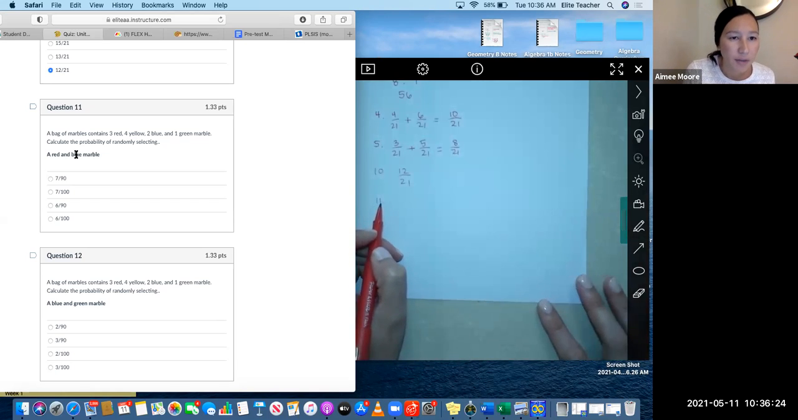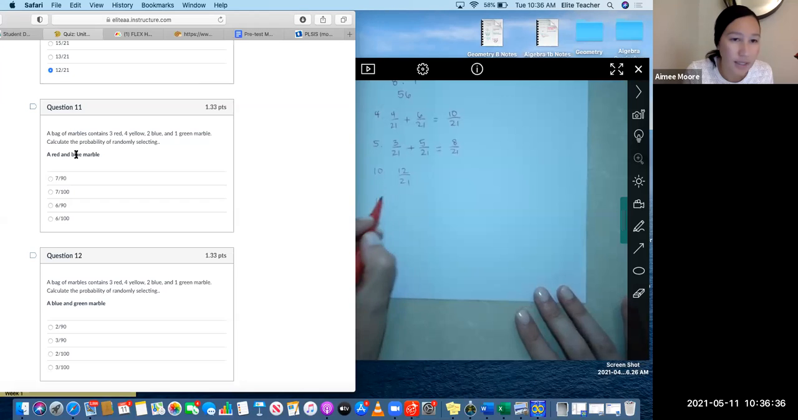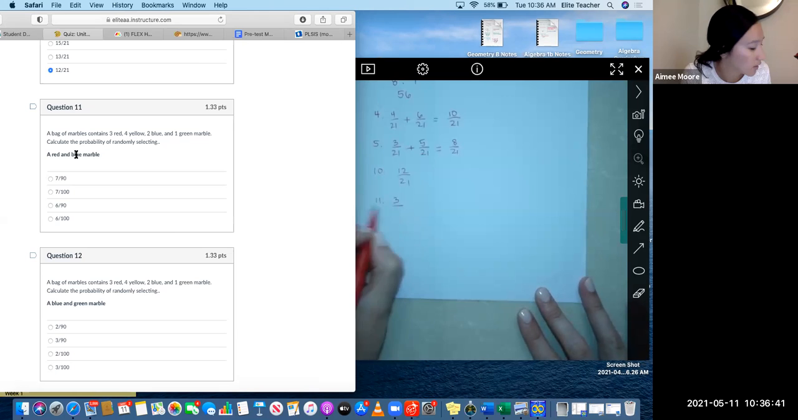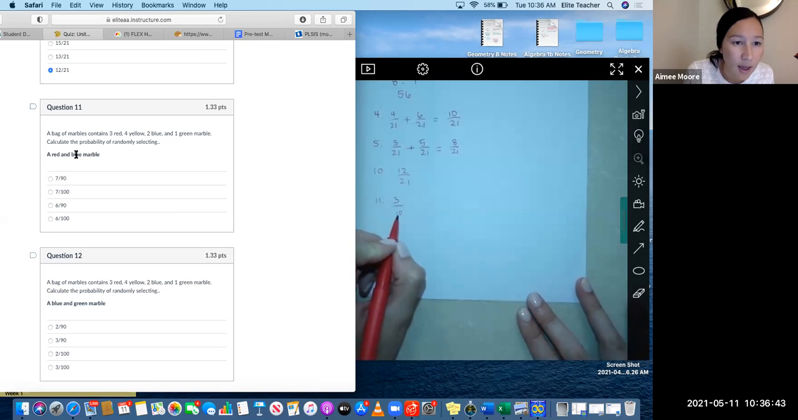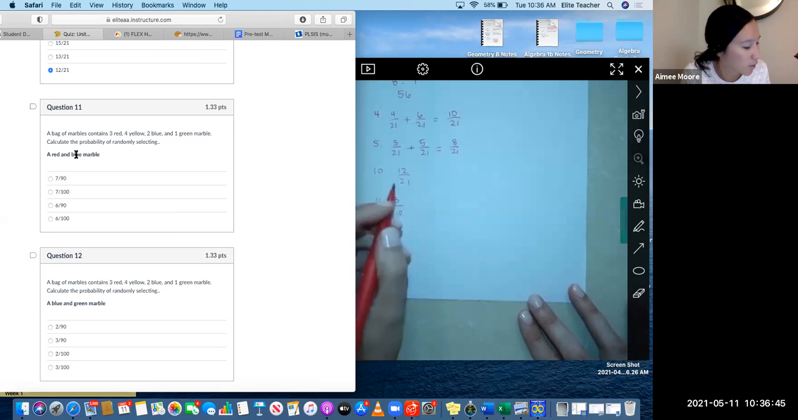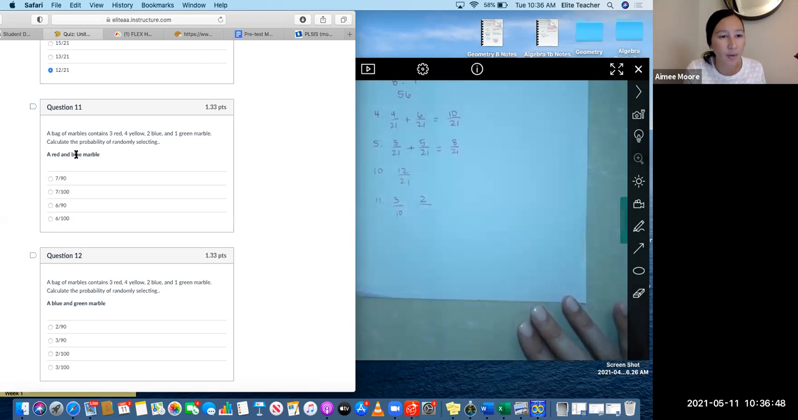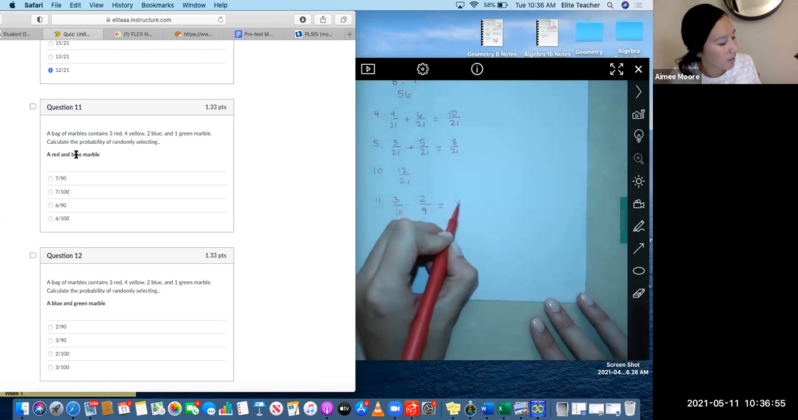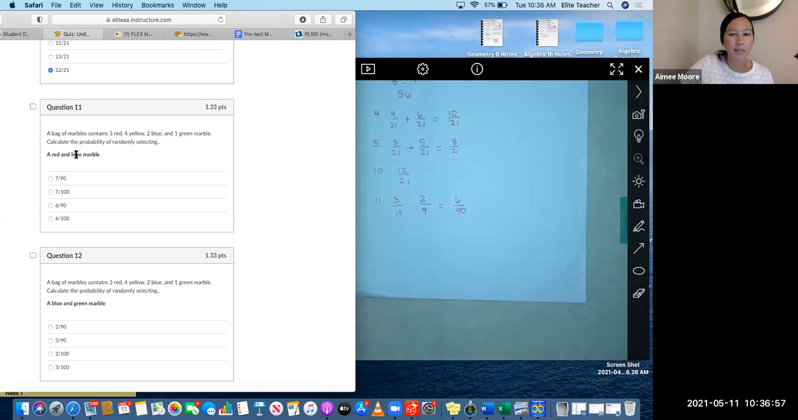So a red marble, what would the probability be of picking a red? So let's see. A red marble would be 3 out of 10. And then picking a blue marble, there's 2. It didn't say they put it back though. So now there would only be 9 marbles. So now we just multiply straight across and it would be 6 out of 90.